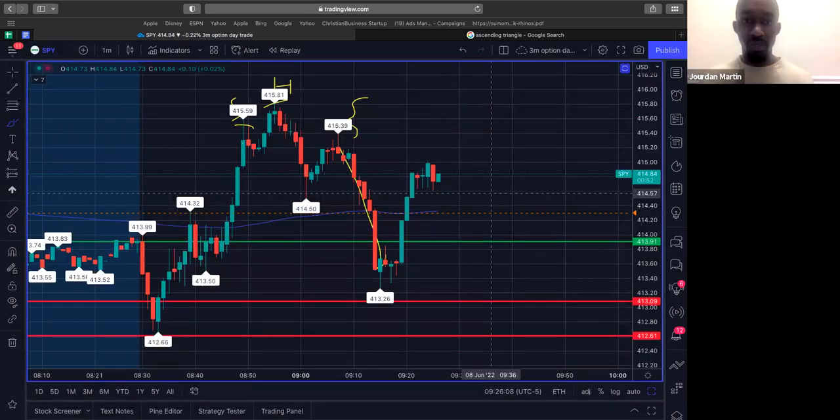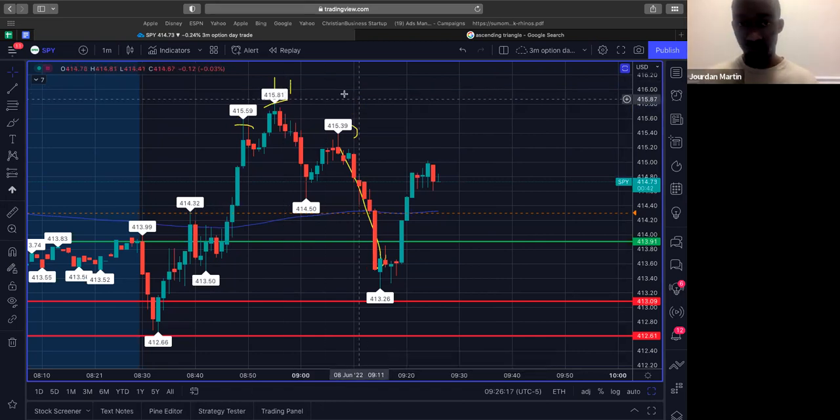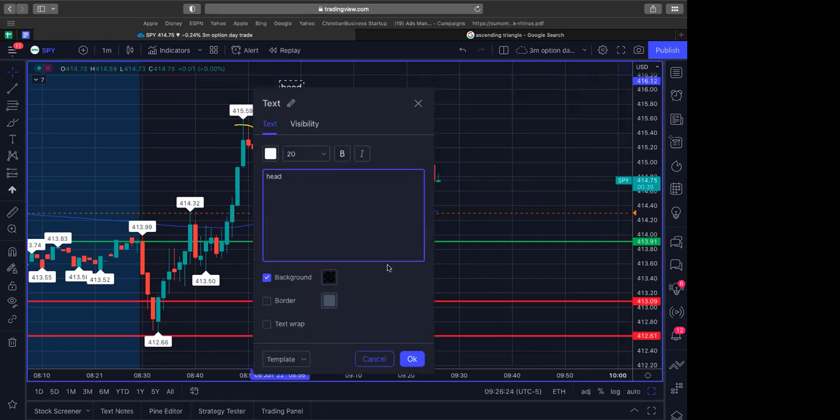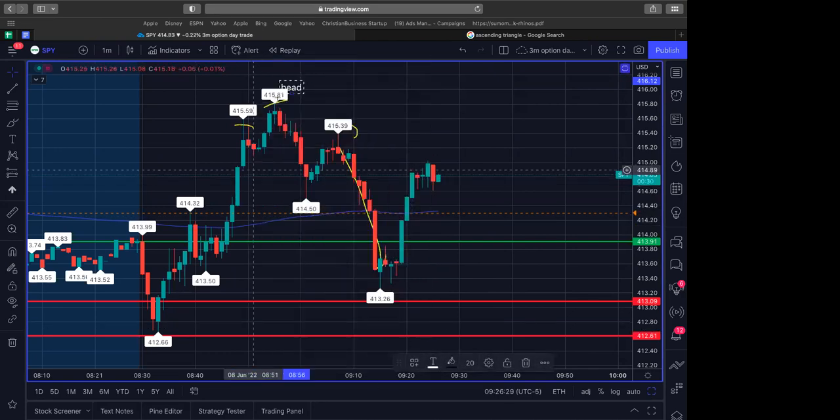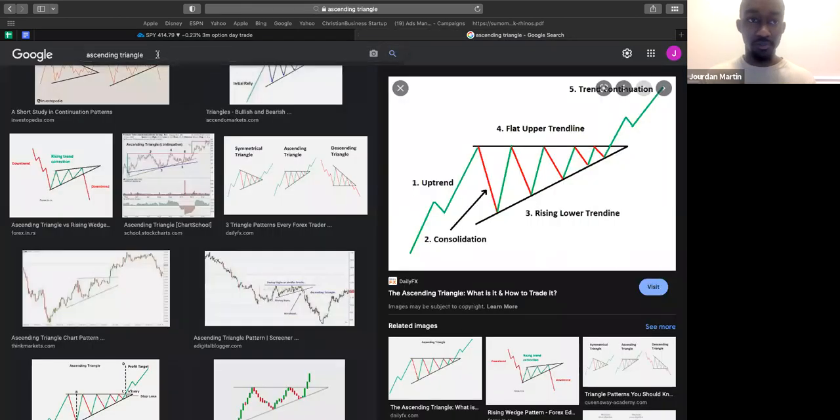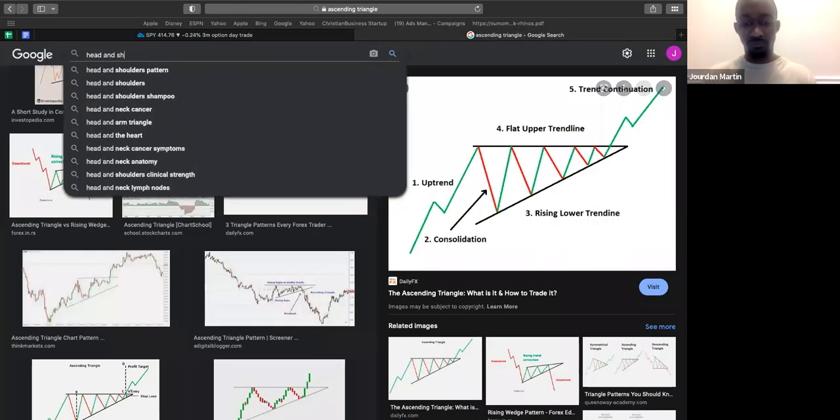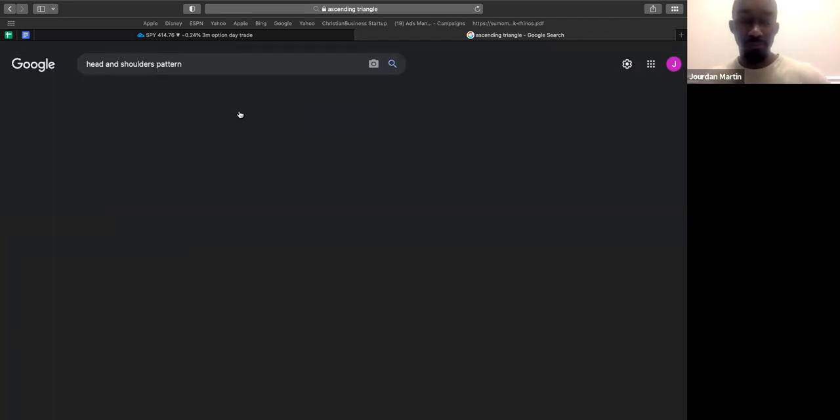So we had the head and shoulders. I'm going to tighten this up. Just keep our things looking neat. We got a head. And I'm going to show that head and shoulders, right? So look at this on SPY. And then if we come over here, look at the head and shoulders pattern.